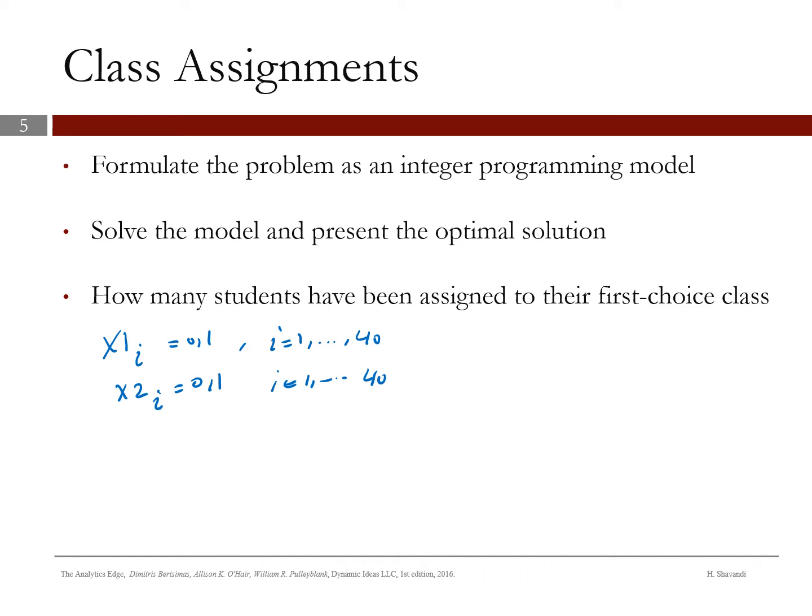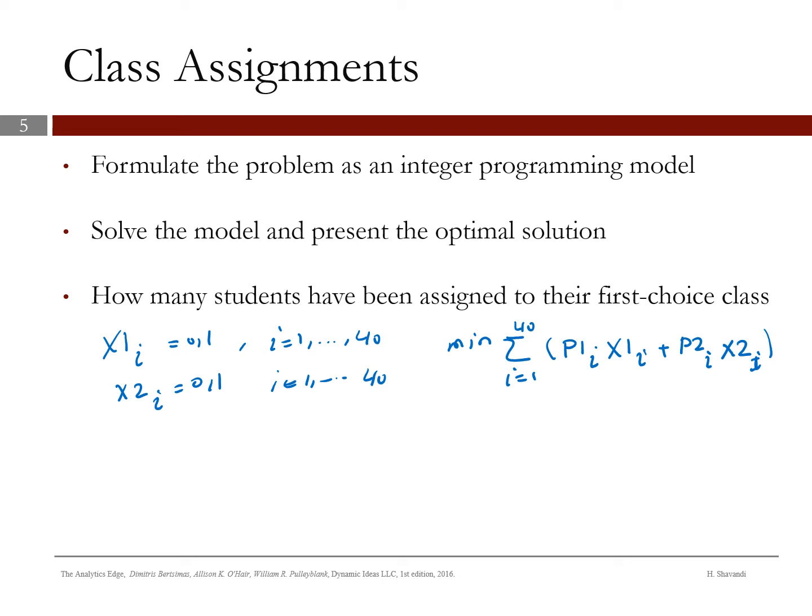Based on this, our objective function would be minimizing the sum, where i goes from 1 to 40. Let's say p1i is the priority for class 1 for student i, okay? This should be multiplied by x1i, plus p2i times x2i, okay? So this would be our objective function.